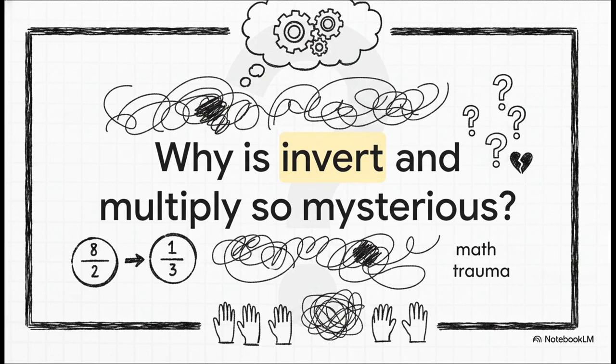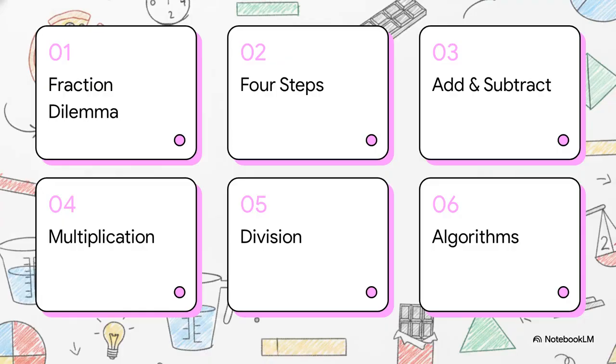We literally just hand students rules like invert and multiply, or find a common denominator, without giving them any context whatsoever. The result? They overapply these rules, they guess at when to use them, and they completely lose sight of the actual math. Here's our roadmap for today's explainer.